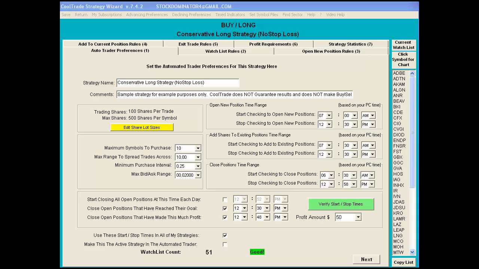Hello, welcome. Today we'll be showcasing the CoolTrade Strategy Wizard, and I'm going to be explaining a variety of the features that make up this incredible system.